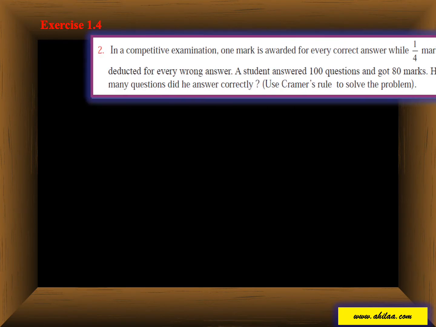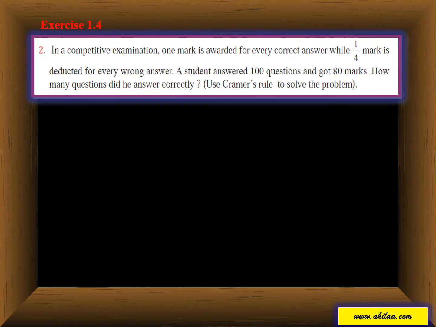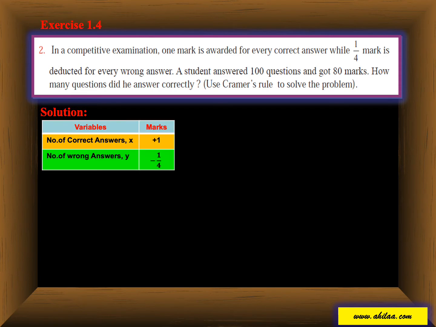Exercise 1.4, second problem. In a competitive examination, 1 mark is awarded for every correct answer, while 1/4 mark is deducted for every wrong answer. A student answered 100 questions and got 80 marks. How many questions did he answer correctly? Here they have given: use Cramer's rule to solve the problem. Let us see the solution.